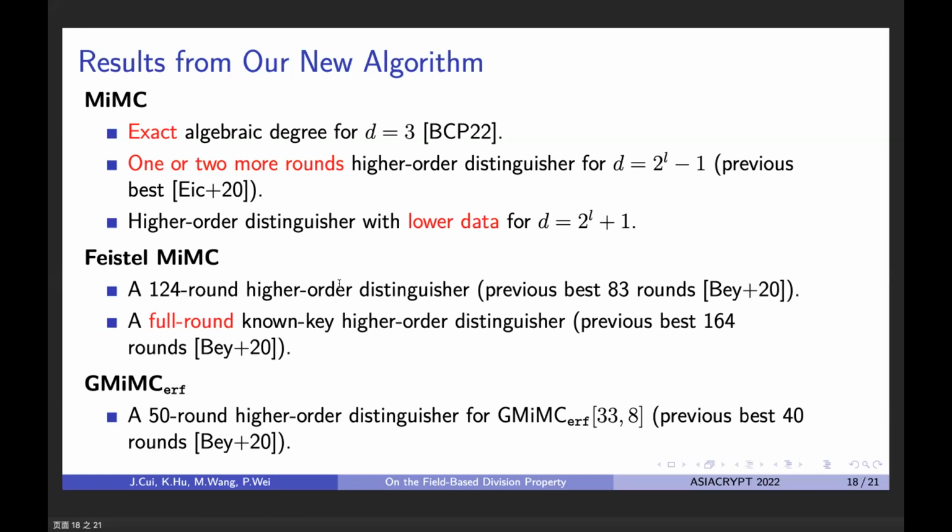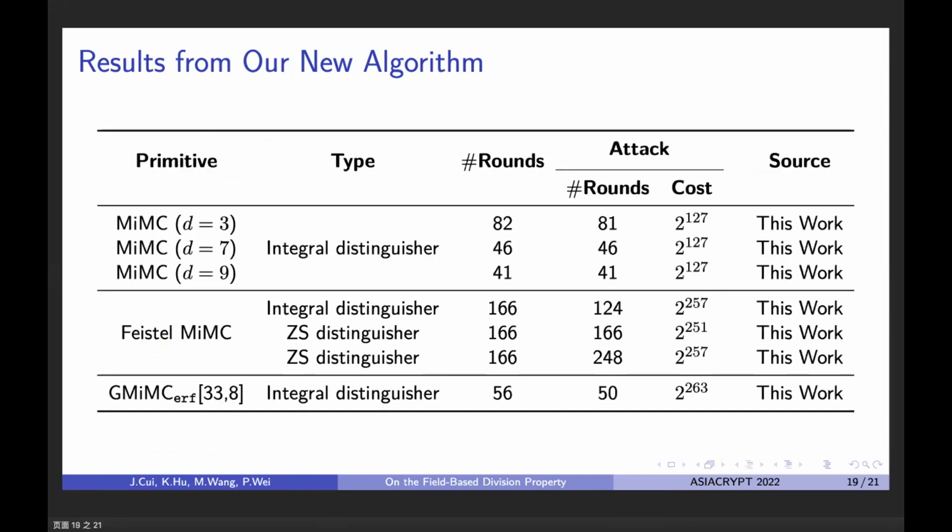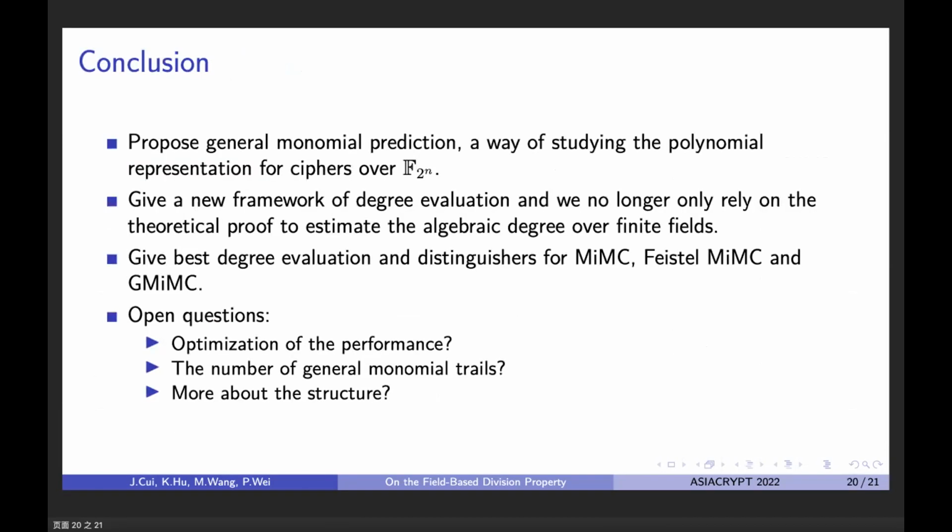For Feistel-MiMC with block size 129, the previous best attack covered 83 rounds, but we can attack 124 rounds. We can also give a 4-round known-key zero-sum distinguisher. For GMiMC, we search for a 50-round high-order distinguisher for the instance with block size 33 and 8 branches. So this is the summary of our applications, and I will conclude my talk.